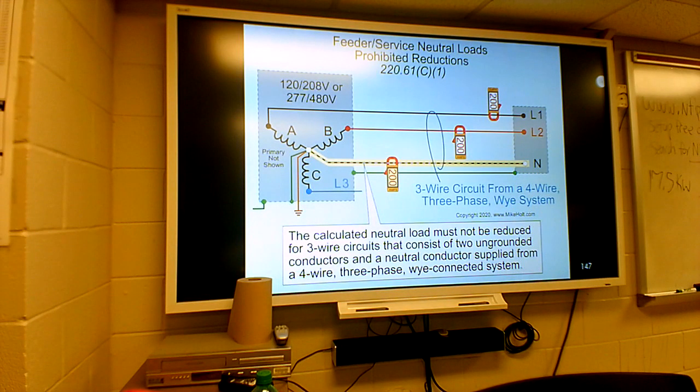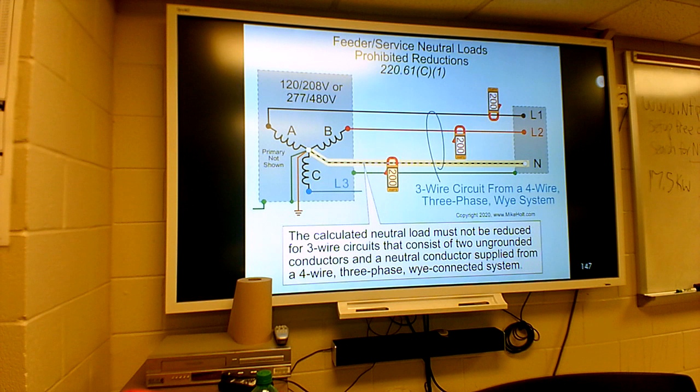And they're just telling you, because of the nature of the way the currents flow in that system, you can't reduce the neutral load, without trying to get into the reasons why. Just take their word for it that you're not allowed to reduce the neutral load on a system like that, because of the way the currents flow in there.